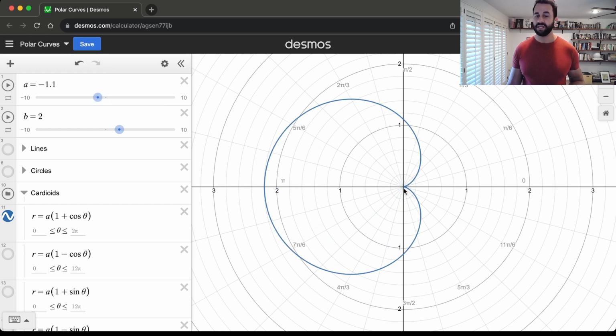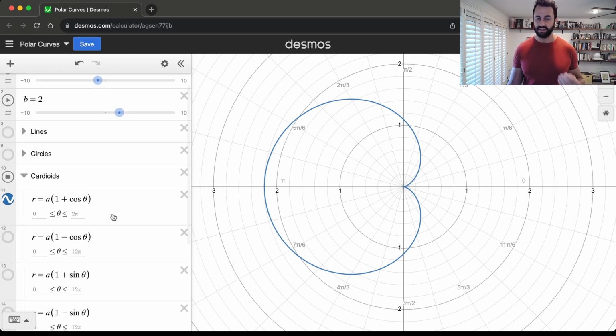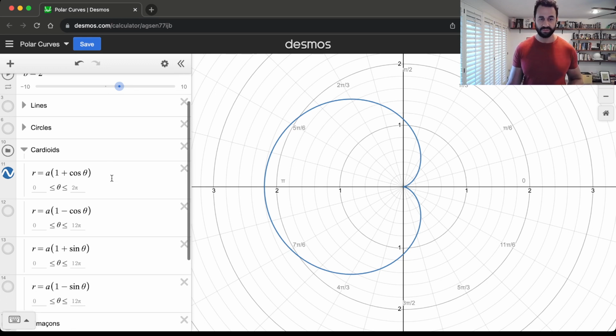But cardioids always have a cusp at the pole. That's one thing to keep in mind. So your cardioid will always have a cusp, unless you shift it around. You can always shift these things around too. If you shift them around, the cusp won't be at the pole. It'll be at that vertex, but it will always have a cusp.